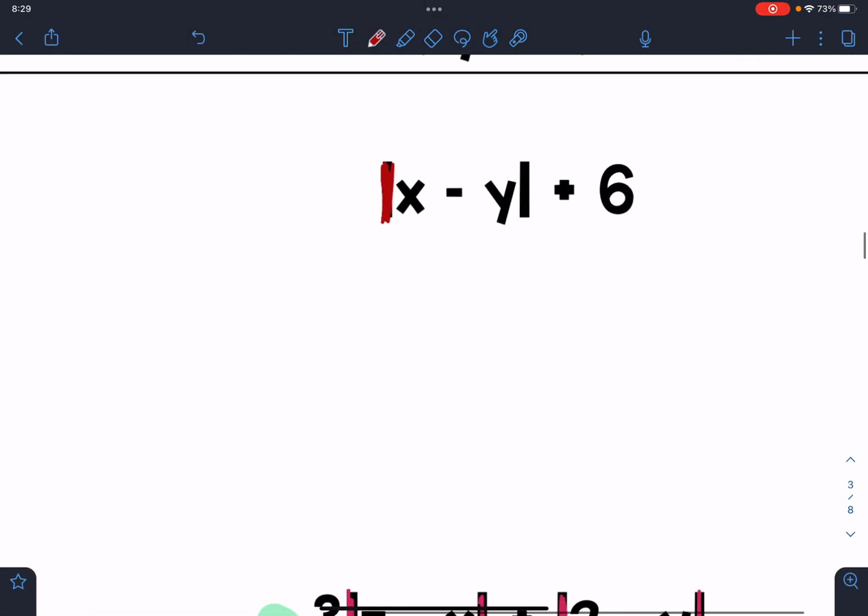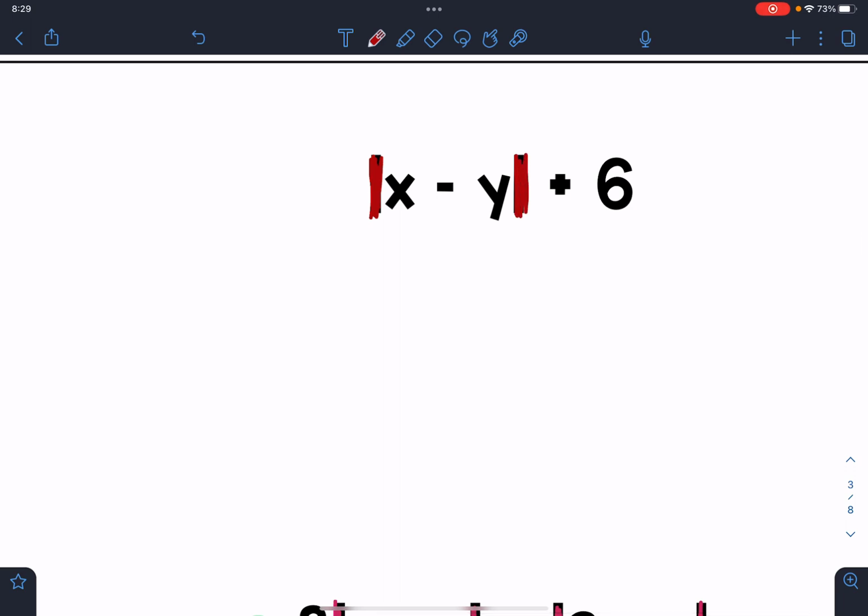So I'll zoom in here. So go ahead and try this first one. And once you're done, you're going to put in your answer. And then I will quickly show you what you should have gotten.